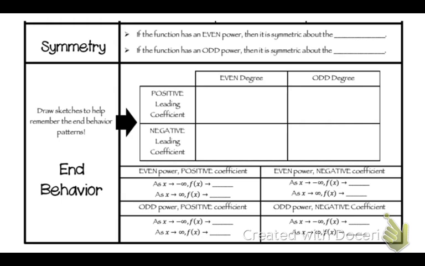All right, let's look at this. If a function has an even power, then it's symmetric about the y-axis. If it has an odd power, then it's symmetric about the origin. We've done that before, so hopefully you can remember that.